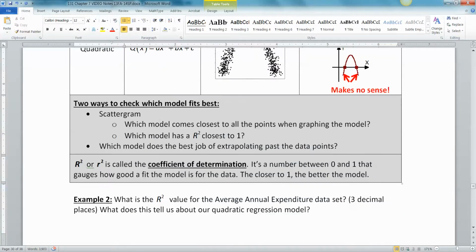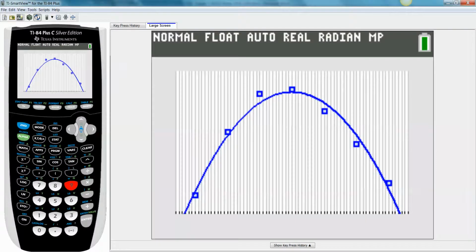But before we go much further, let's talk about what r squared is. R squared is called the coefficient of determination. It's a number that's between 0 and 1 that gauges how good a fit the model is for the data. The closer it is to 1, the better the model, roughly. Now, there's a lot more that goes on with r squared, and we are not going to get into it in this course. We just wanted to give you a tiny taste of r squared. So the r squared value is something that your calculator will find automatically if you do something.